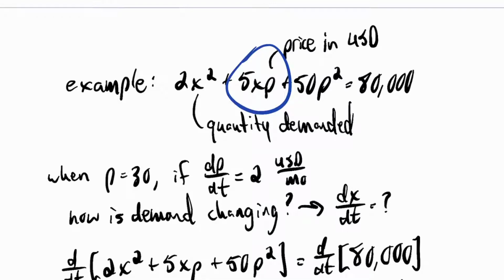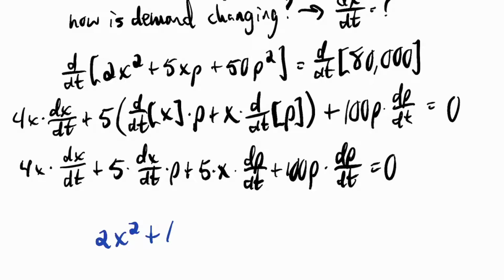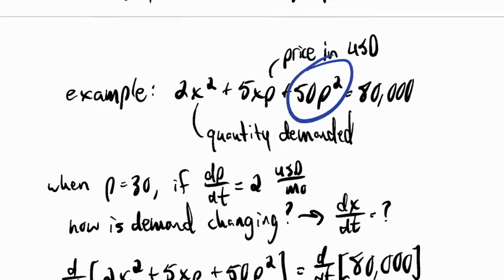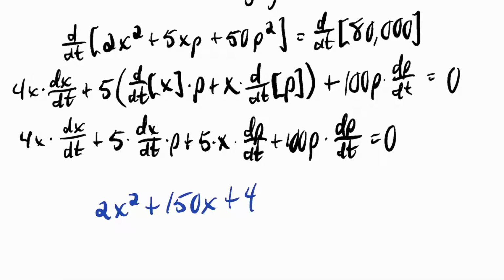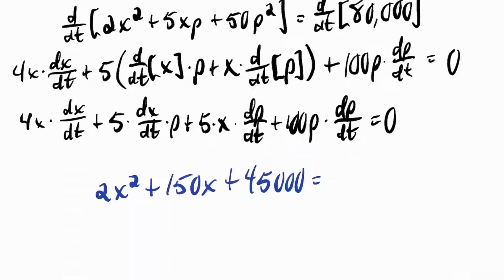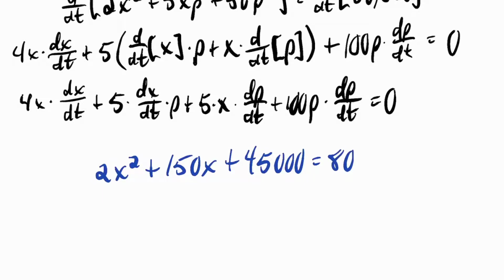So 150x after I plug in 30. Plus 50 times p squared. P squared is 900 times 50 is 45,000. So our numbers are getting kind of large, but it's going to be okay. Equals 80,000, right? Yeah, 80,000. Okay, so I'm going to not divide, sorry. I mean, I could divide, but I'll start by subtracting 80,000 on both sides.